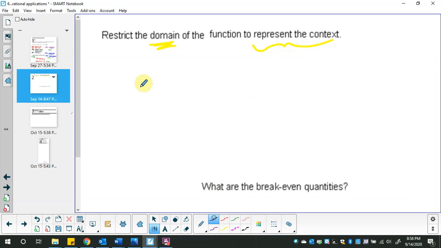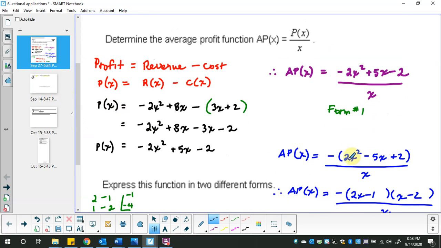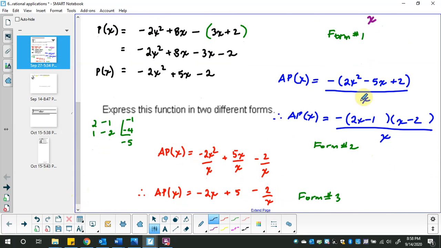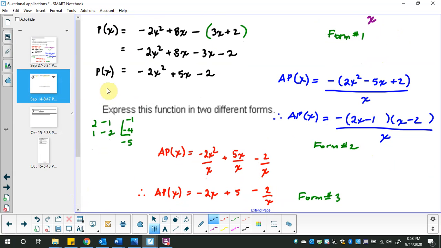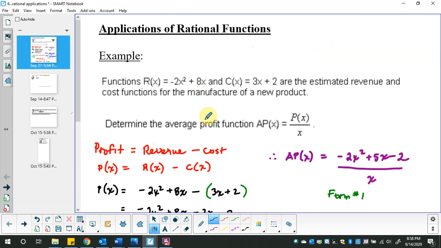Because hopefully you remember that domain is where you take the denominator, which in every single case of AP at x, the denominator is an x. So I have to take x and I say that it can't equal 0. And I went right to that because there is no solving, it's just done. Now, that actually makes sense. I mean, if you're a company and x is the number of items that you're making, you don't want to set up your company and then make no items whatsoever.